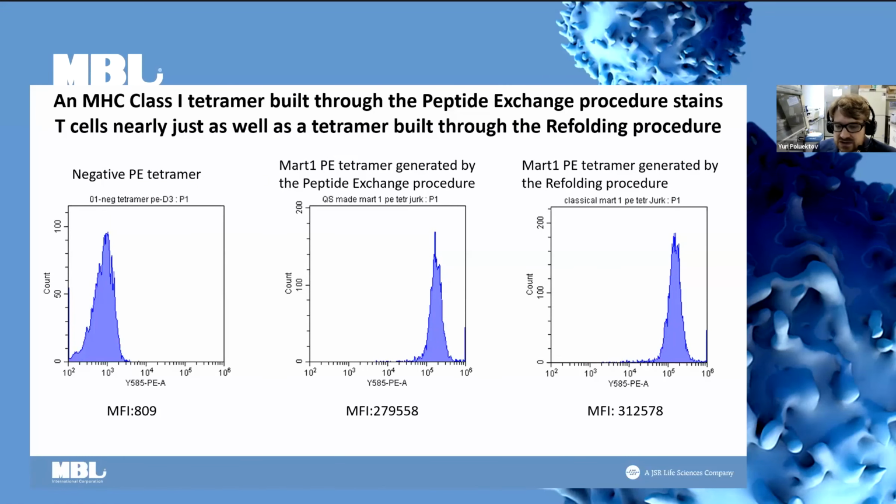No matter how the MHC tetramer is generated, if all the proper purification procedures are followed, the final tetramer product works the same way when it comes to T-cell staining. This is an example of Jurkat Mark I cells that are stained with the Mark I PE tetramer, either in a QuickSwitch procedure or a Mark I PE tetramer that's been refolded using the traditional method. And as you can see by the MFI and just by even the size and shape of the graph, the staining is almost identical.